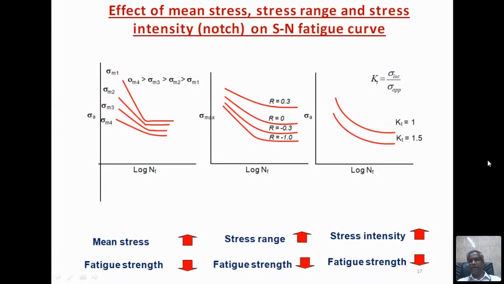So this is for Kt. Kt is nothing but the theoretical stress concentration, and you can get it from the maximum stress divided by the normal stress or average stress. If you know the maximum stress and the average stress, you can get the theoretical stress concentration. So notches increase the stress intensity, and fatigue life will be lower.